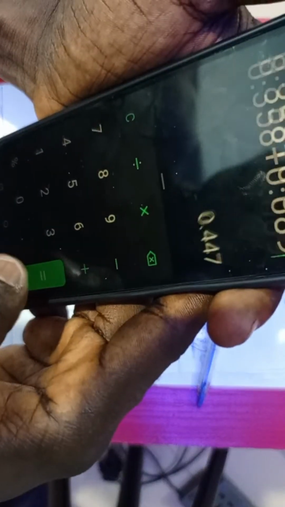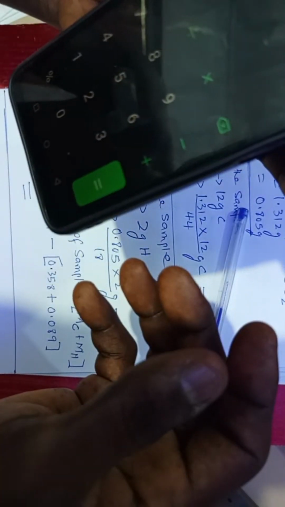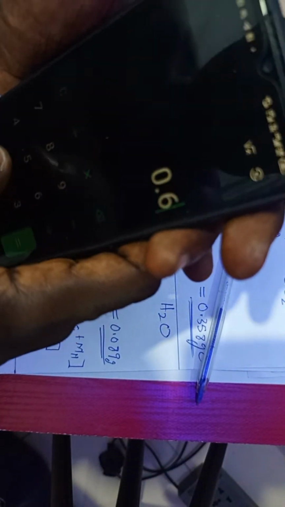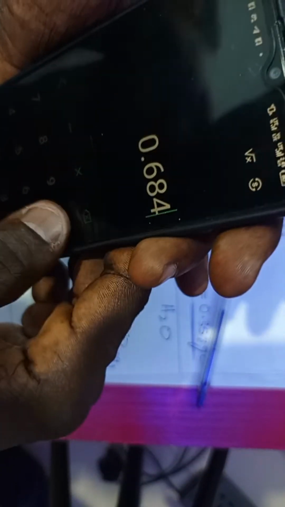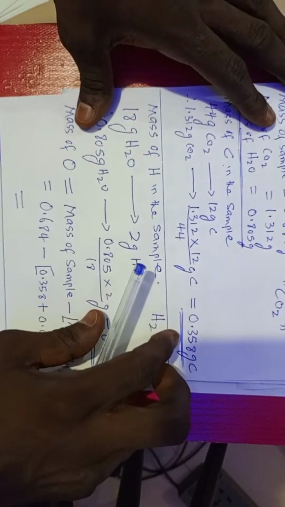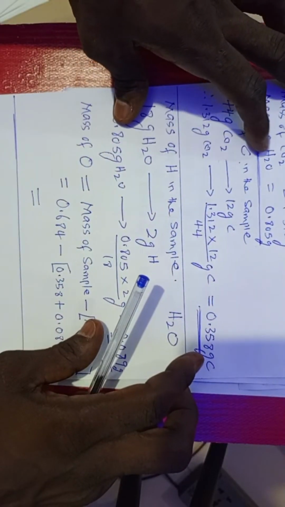All right, let's do that together. So we have 0.358 plus 0.089, which gives 0.447. Okay, so 0.684 minus 0.447. So the answer is 0.237. Beautiful, I like that.